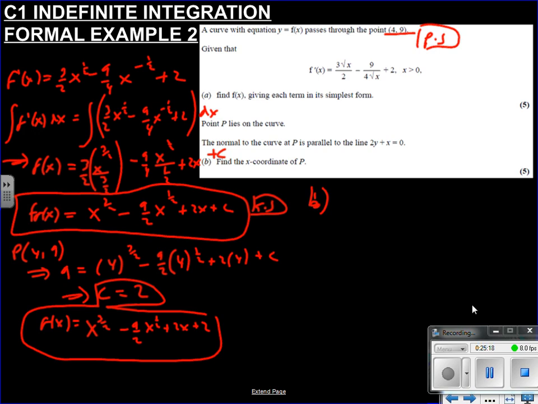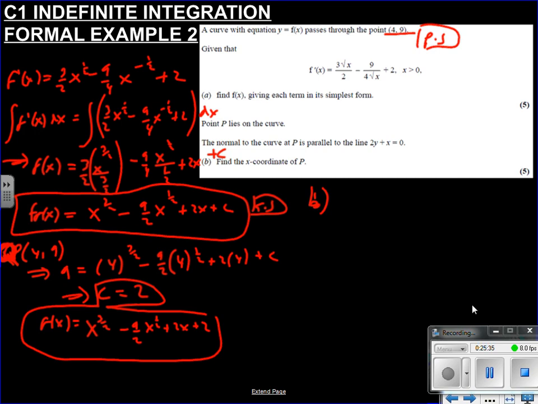So I called that other point P. Let's not be confused then. Let's call that Q or something. I just made that letter up. Okay, so point P lies on the curve. The normal to the point P is parallel to the line 2y plus x equals 0. Find the x coordinate of P.